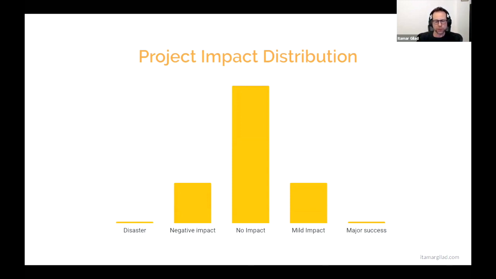The disaster for me is the Galaxy Note 7 that started exploding and catching fire in airplanes. So that's a disaster. Vista was another one. By the way, I was at Microsoft while Vista was being developed.